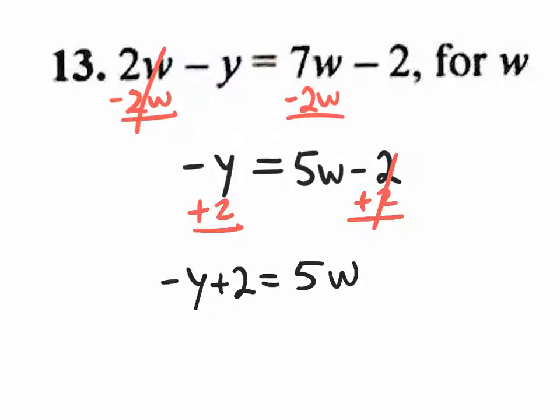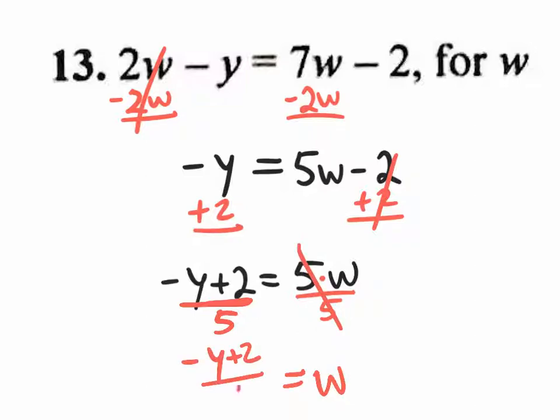And of course, you do not want 5 times. You just want w on the right side. So I need to get rid of that multiplication of 5 by dividing by 5. And what you do to one side, you do to the other side. And you could do it to each one. You could put a divided by 5 here and a divided by 5 there. Or you could just put the whole thing divided by 5. I'm going to put the whole thing divided by 5. So there's my answer. W equals negative y plus 2, all divided by 5.